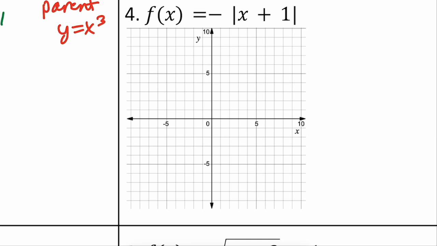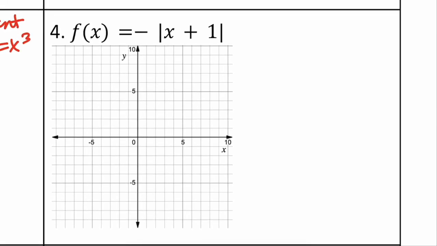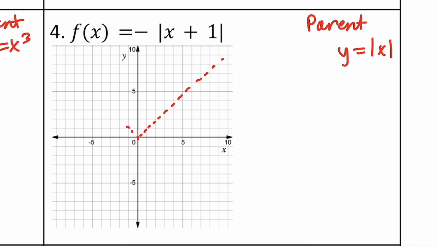Let's move to 4. What's our parent function? What's our parent? Absolute value. I was thinking of the word V in my head. Let's make that on there. It goes through 0, 0, 1, 1, negative 1, 1. Put your V on there, okay? Make it dashed to show me that that's its origins, that's its roots, that's its genetics. It's going to be a V.